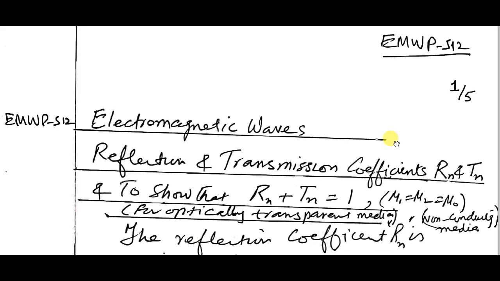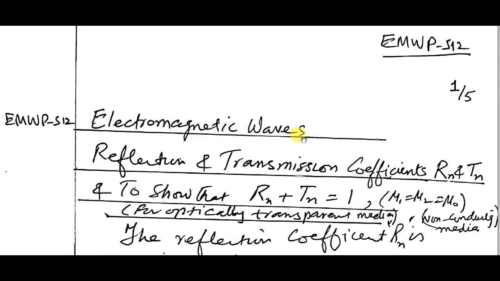Dear students, today's topic is EMWP-S-12. The title of the topic is the reflection and transmission coefficients Rn and Tn, and to show that the reflection coefficient plus the transmission coefficient is equal to unity.